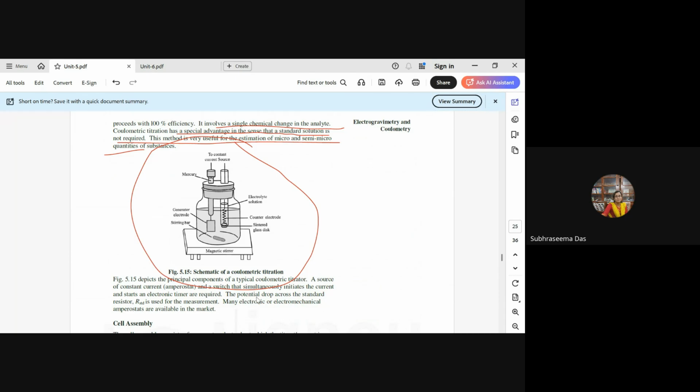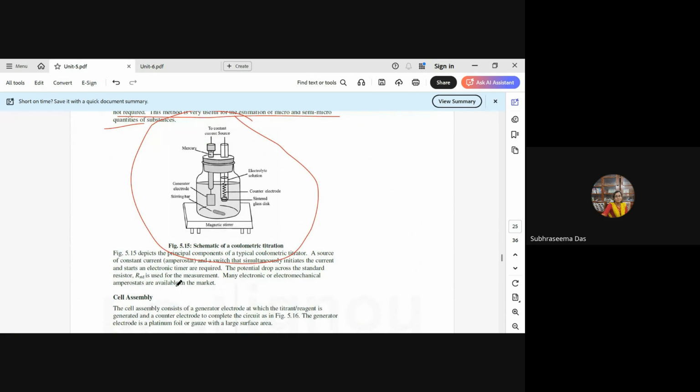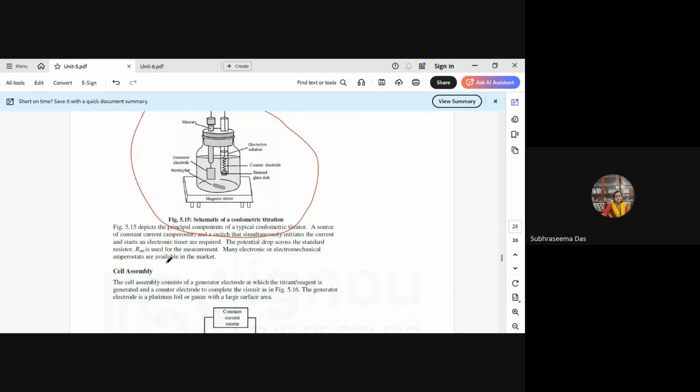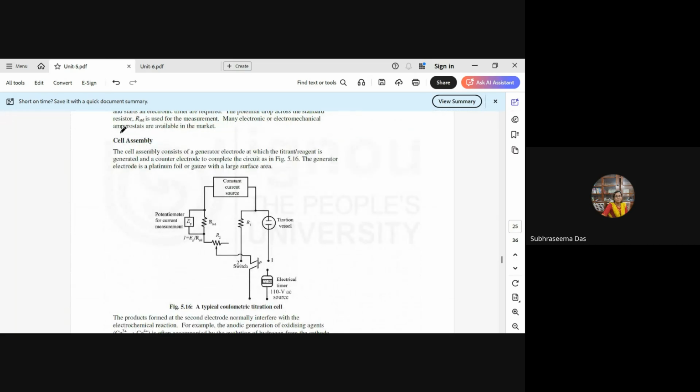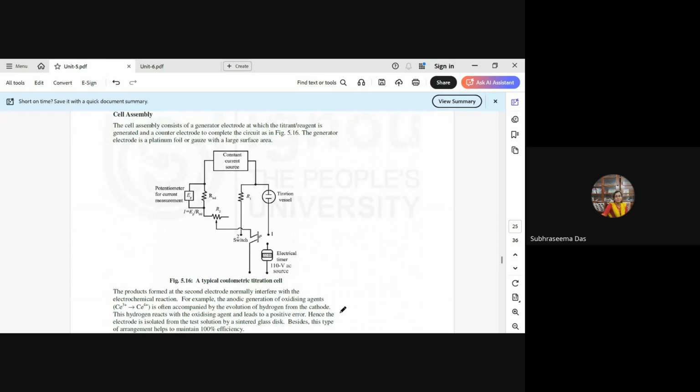semi-micro quantities of substances. So here in figure 5.15, it depicts the major components of a typical coulometric titrator. A source of constant current, the amperostat, is here, and a switch that simultaneously initiates the current and starts an electronic timer are required. The potential drop across the standard resistor is used for the measurement. Many electronic or electrochemical amperostats are also easily available in the market.